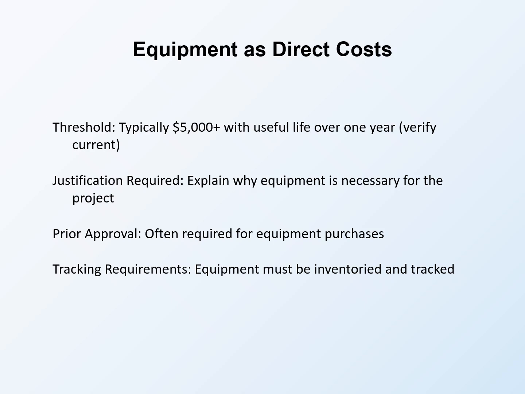Items below either threshold are supplies. Your organization may have a lower threshold that also applies. Always verify the current threshold at ecfr.gov before budgeting. Justification is required for equipment purchases.